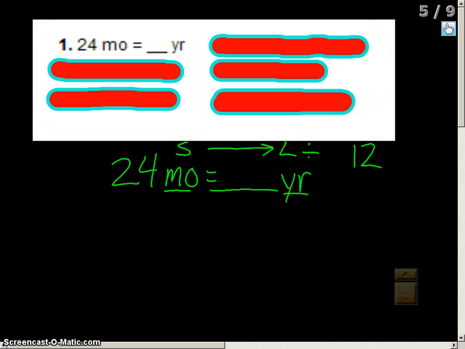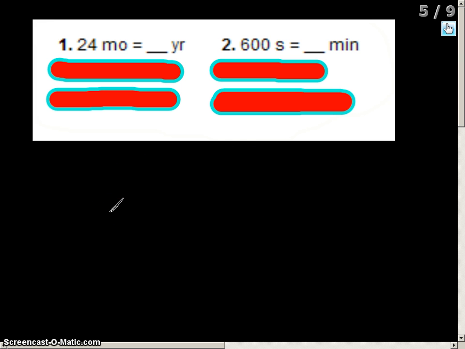So what we're going to do is we're going to take 24, and we're going to divide that by 12, and that equals 2. So I have 24 months equals 2 years. The next problem here, we have 600 seconds equals how many minutes? So we have 600 seconds, so we're going to convert that to minutes.